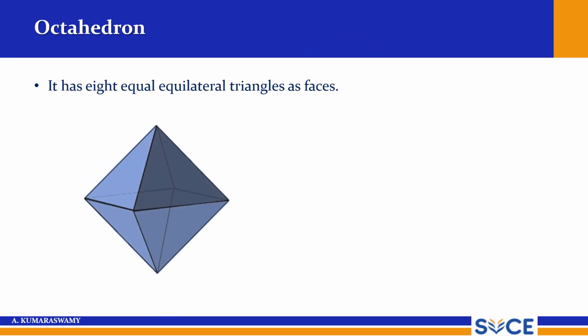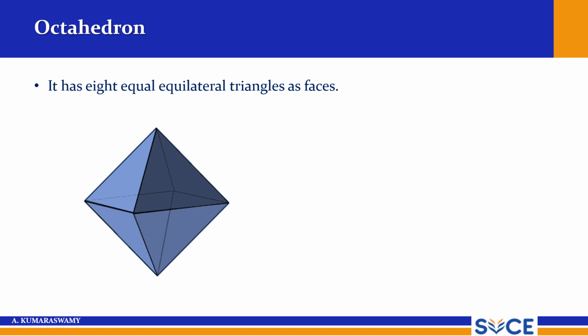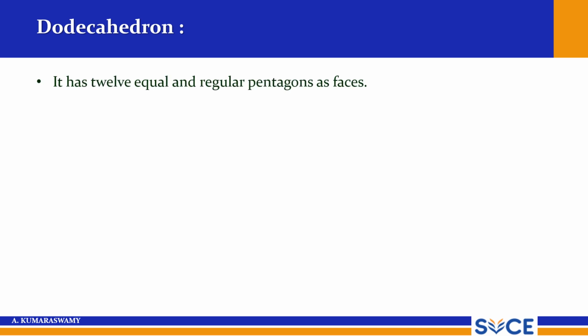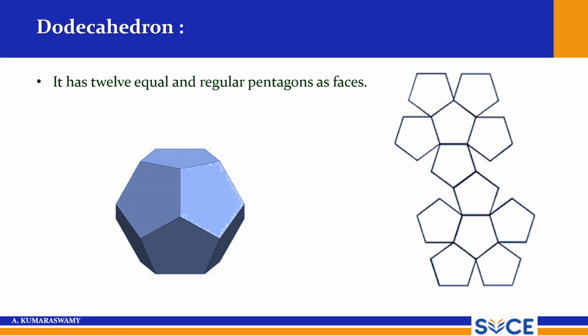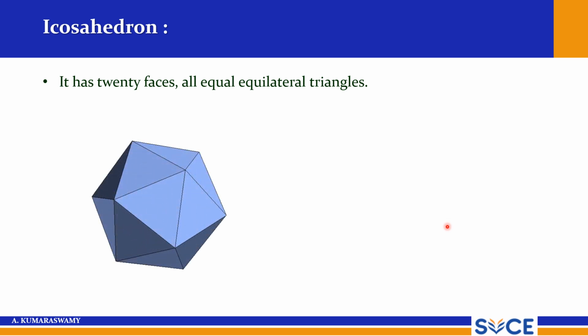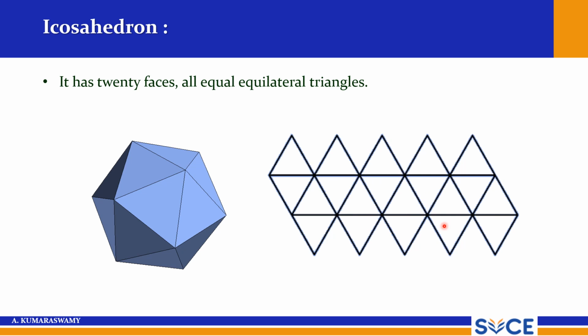The octahedron has eight equilateral triangles as faces, and if we open it up, we get this shape. The dodecahedron has 12 equal and regular pentagons as faces, and if we open up this shape, we get this for the dodecahedron. The icosahedron has 20 faces, all equilateral triangles, like a tetrahedron. If we open it up, all 20 faces can be seen like this.